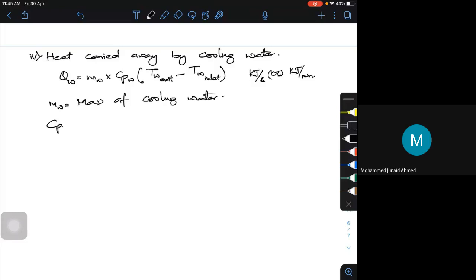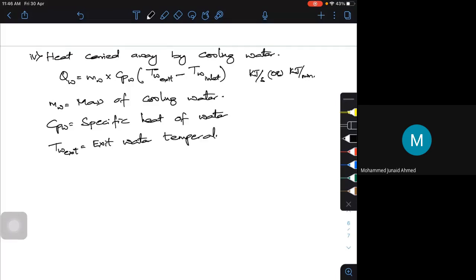CPW is nothing but the specific heat of water in kilojoules per kg Kelvin. TW exit is the exit water temperature in degrees Celsius, and TW inlet is the inlet water temperature.